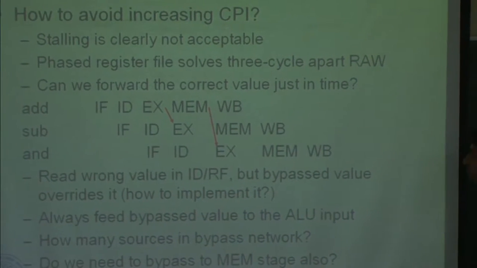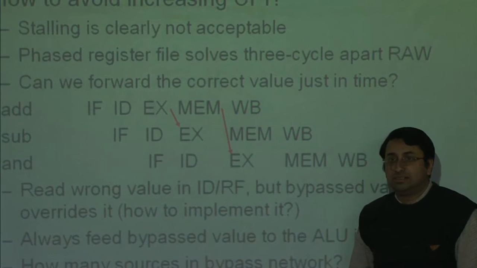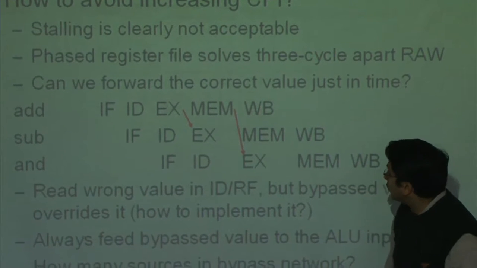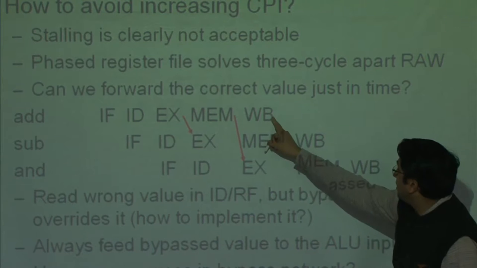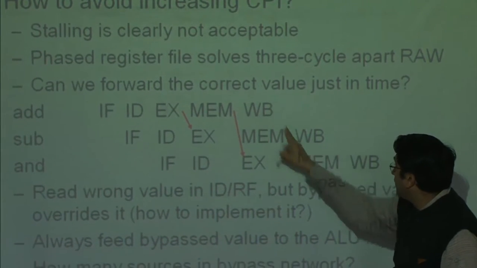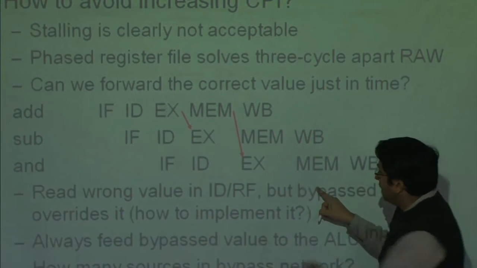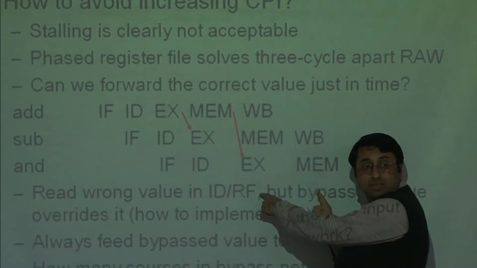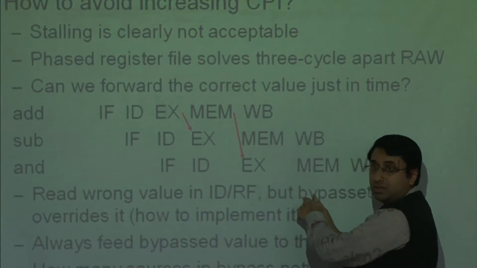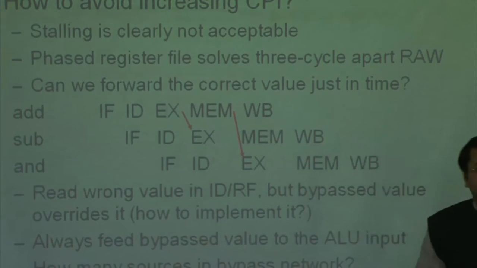No? Are you sure? So if I want to bypass from here, where do I bypass? What are the possible inputs? I can bypass from here to here, but the next instruction that comes here will have the decode stage here. We'll read the register file here and we'll get the correct value in here. So I should never need a bypass from here to here. That's not needed. What about this to this, and this to this? Are they needed?